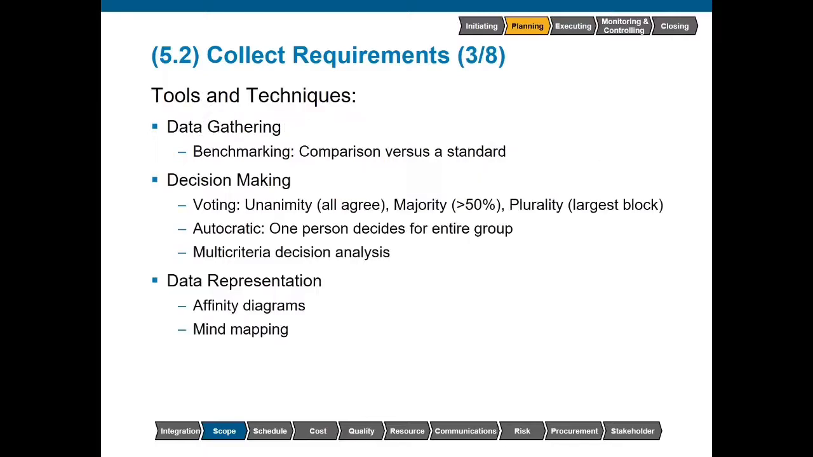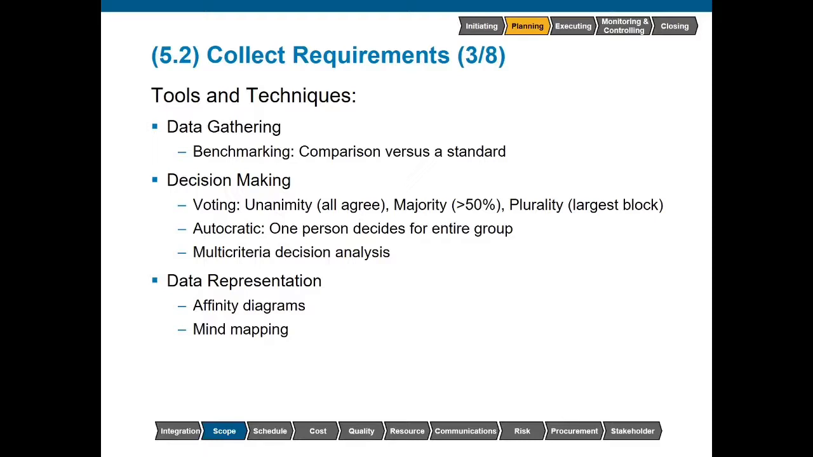As we look closer at the tools and techniques of this process, it's important to reiterate that there are so many of them because different projects will collect different requirements in different ways. So with data gathering, it may be a matter of simply benchmarking. So we might compare the current state of our organization against a standard. For example, if we were to try to seek an ISO 9000 certification for our organization, we need to look at where we are currently versus where we want to be. Or perhaps we don't even want to adopt an external standard and we just want to look at a past similar project and use that as a standard.